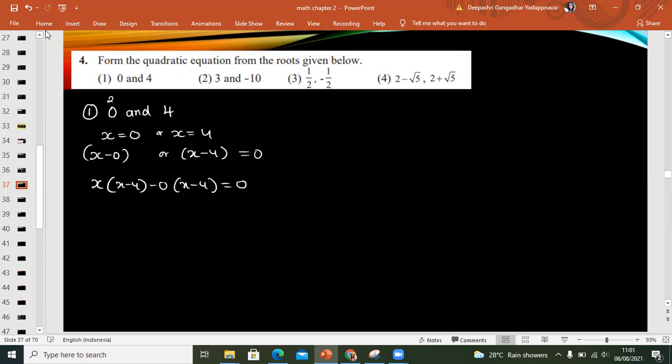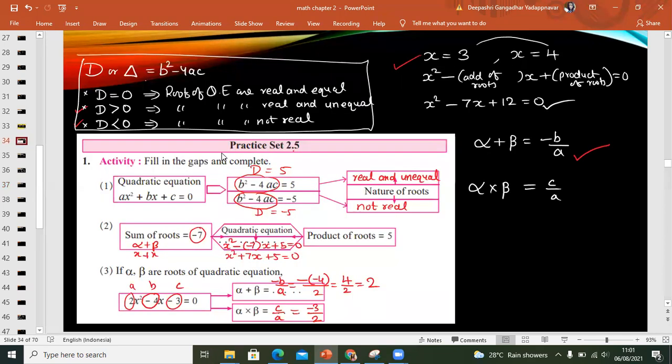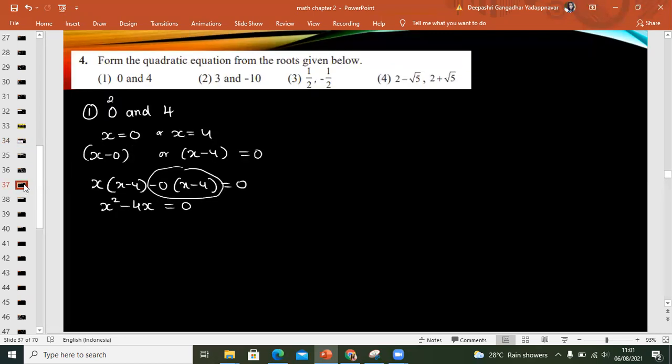So when you multiply this, you will get x square. X multiplied by 4 will give you 4x. This obviously will become 0 because it is multiplying with 0. So the equation becomes x square minus 4x. Okay, but now we will not use this method. We will use the easiest method which I told you in the first slide, that is this one. Okay, so let's use that formula here.